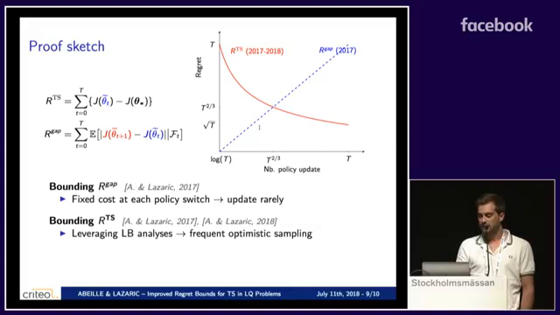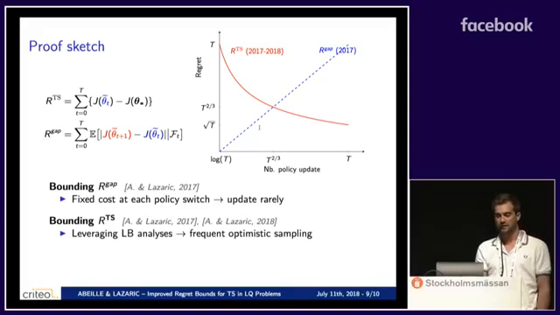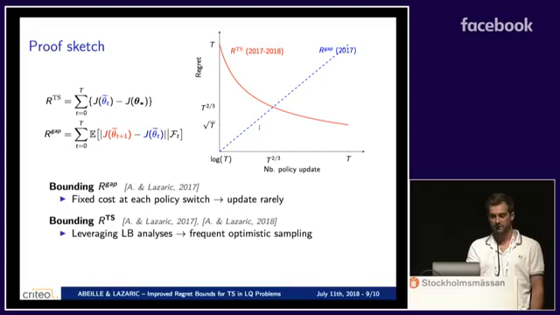There are two things hidden in there. First, we need a fixed probability of being optimistic at each time step, and then we need frequent updates in order to capture this probability. And so the regret term RTS decreases with the number of times we update the policy. This is in opposition with the way we bound R-gap, and so the best trade-off that one can get is t^(2/3). So how do we overcome this?